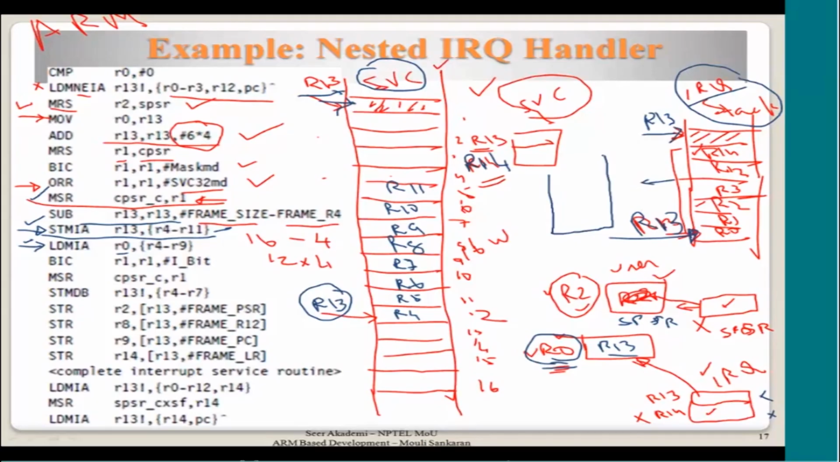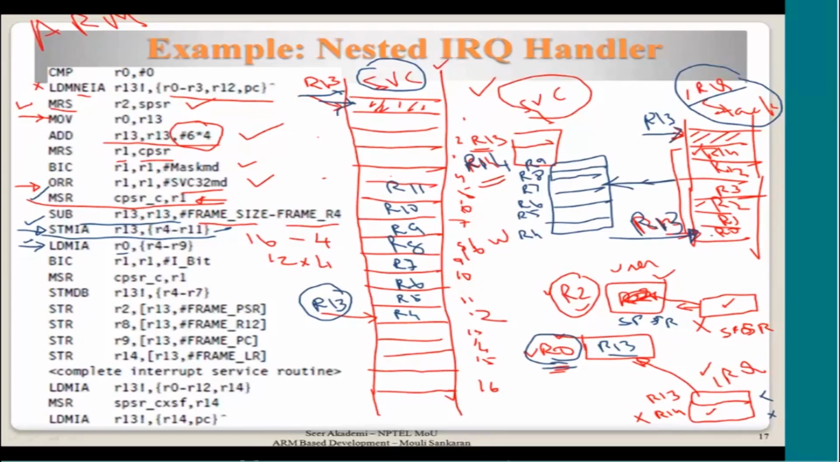Okay, for simplicity, R4, R5, R6, R7, R8, R9. These are all the registers we are now trying to overwrite. From this we have just a one-to-one copy. So R0 will sit here.